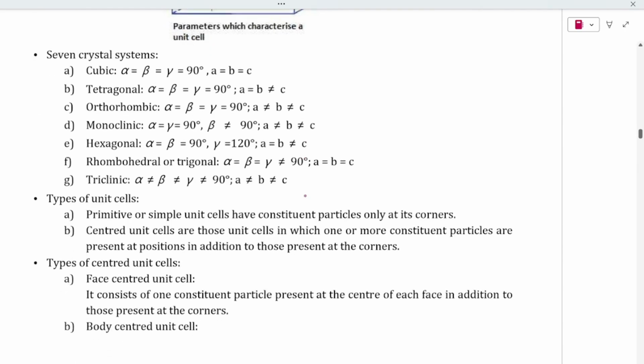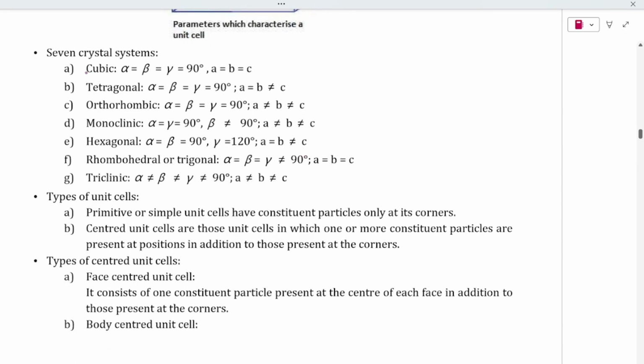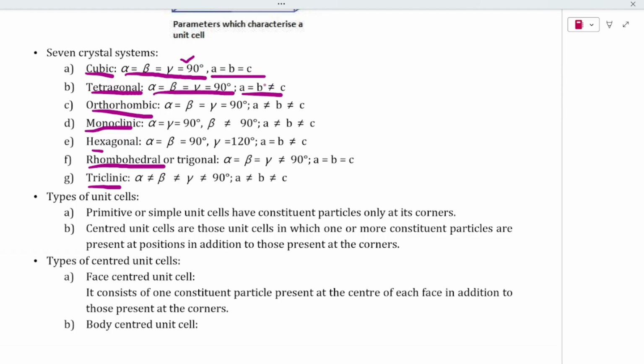Next, there are 7 crystal systems, that is cubic, tetragonal, orthorhombic, monoclinic, hexagonal, rhombohedral, and triclinic. Okay, this is the formula you have to remember, very important. Alpha is equal to beta is equal to gamma is equal to 90 degrees in a cube, and A is equal to B is equal to C. In tetragonal, A is equal to B, which is not equal to C. And the same way you have to study all 7.